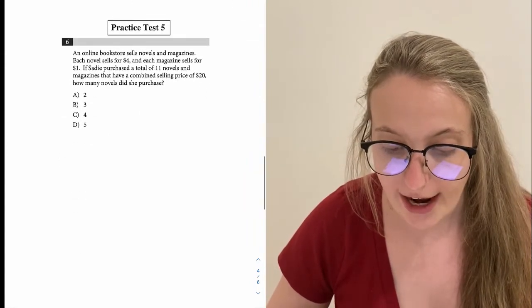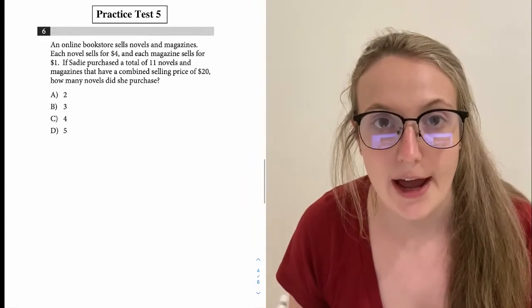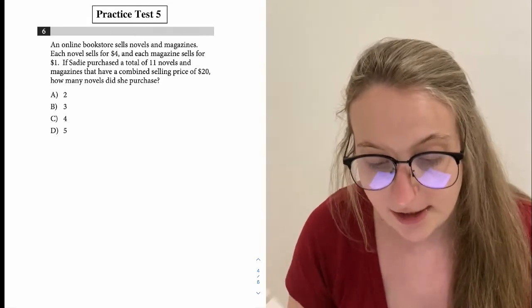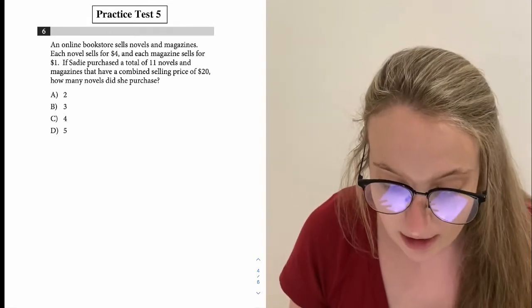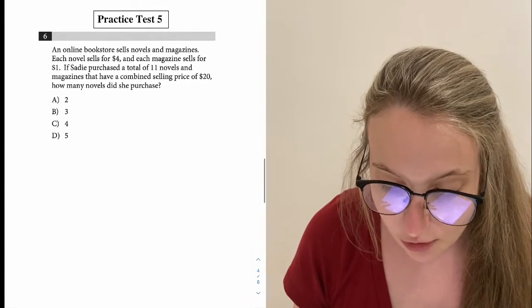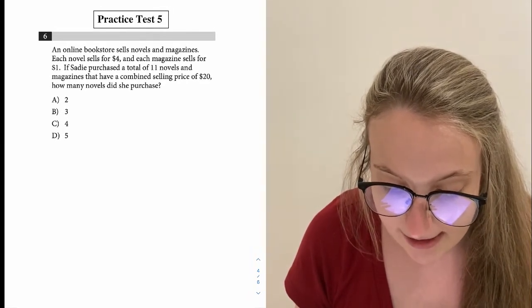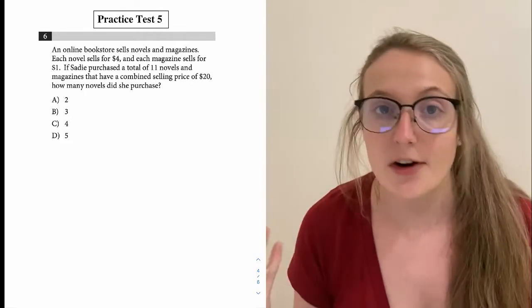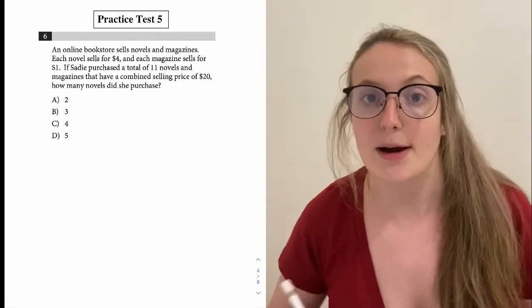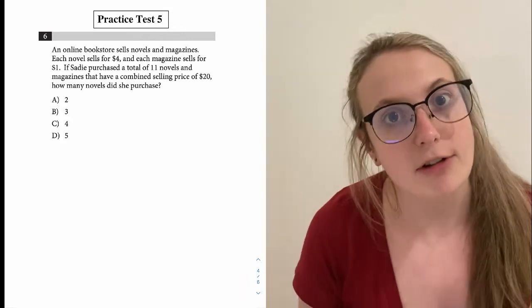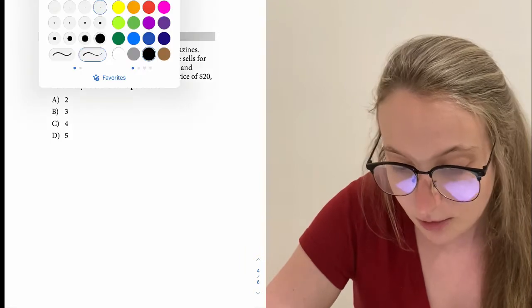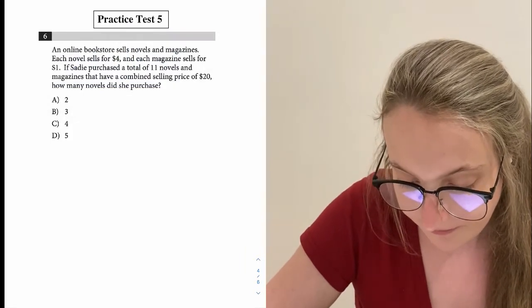Alrighty, and let's check out one final problem then on how to deal with word problems with systems of equations. Number 6 right here. So they tell us here an online bookstore sells novels and magazines. Each novel sells for $4 and each magazine sells for $1. This is very similar to the first problem we looked at where you're going to have the number of novels and magazines and then the price associated with each. So we're going to again need to set up 2 equations.